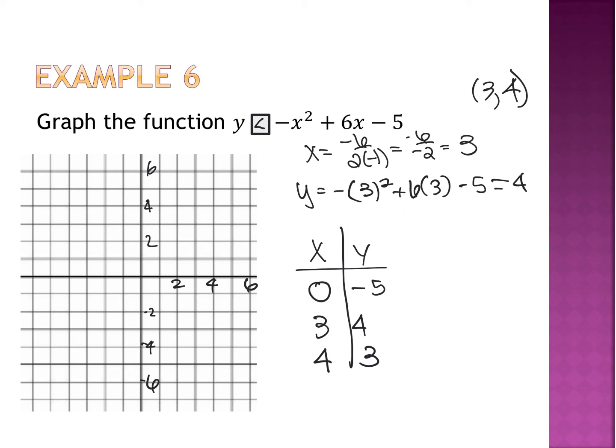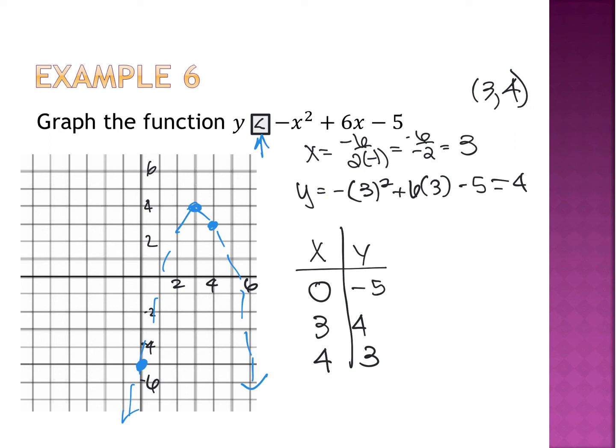So if I go ahead and plot my points, I have (0, negative 5), which is going to be right here. I have (3, 4), and I have (4, 3). And again, I'm going to look at my inequality, which is a less than symbol. Less thans need to be dashed. So we're just going to do a dashed line through my coordinate points here.